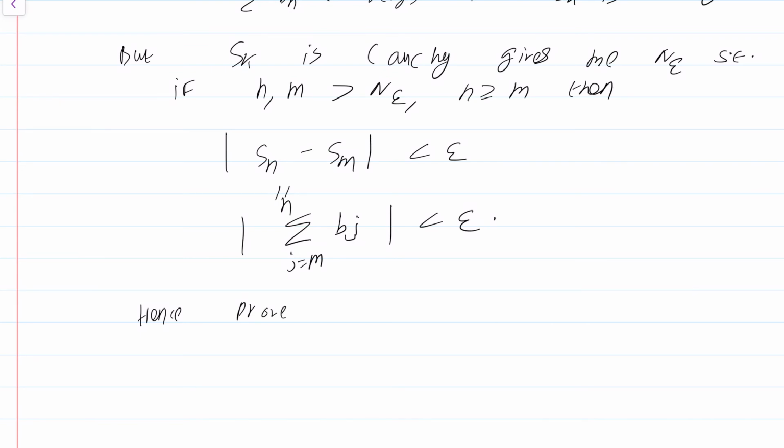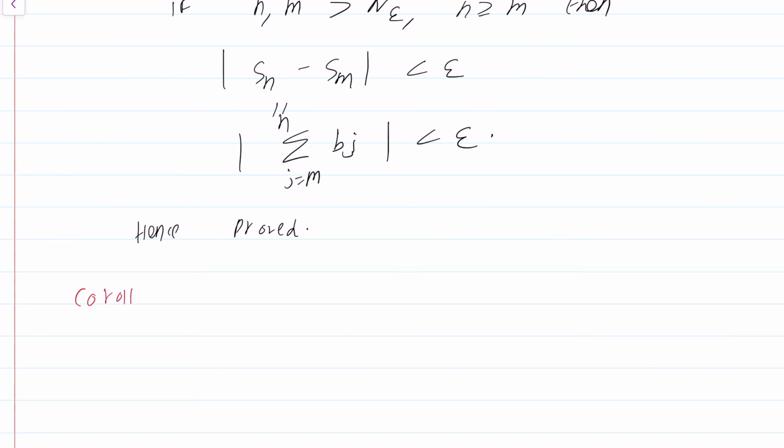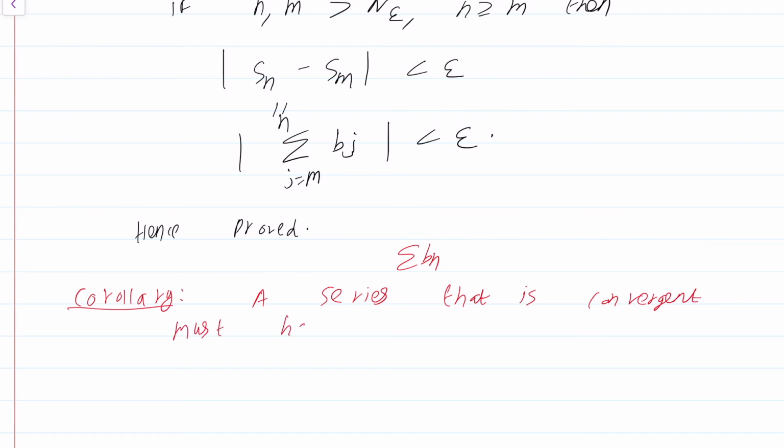We get an immediate corollary, which is a very, very useful criterion for determining that a series diverges. Corollary: a series summation Bn that is convergent must have Bn going to 0. Okay, I'm not even going to insult your intelligence by writing a proof. This just immediately follows from Cauchy's convergence criterion. So the nth term of a convergent series must converge to 0.